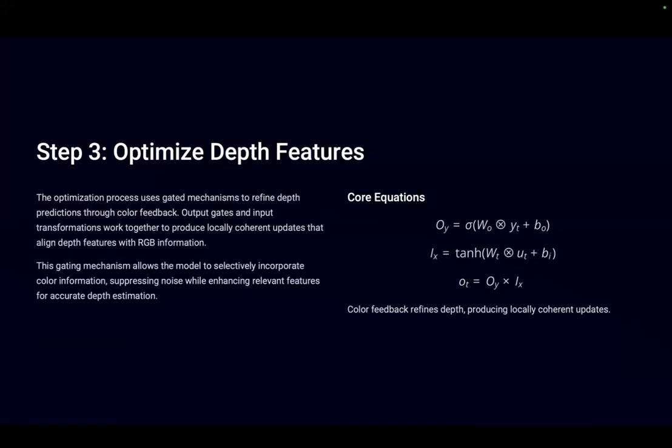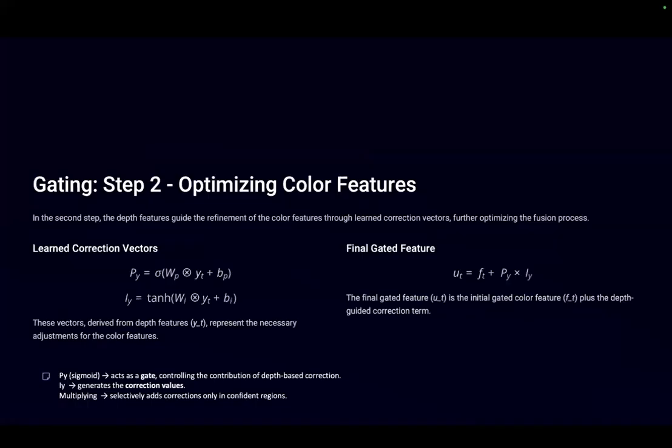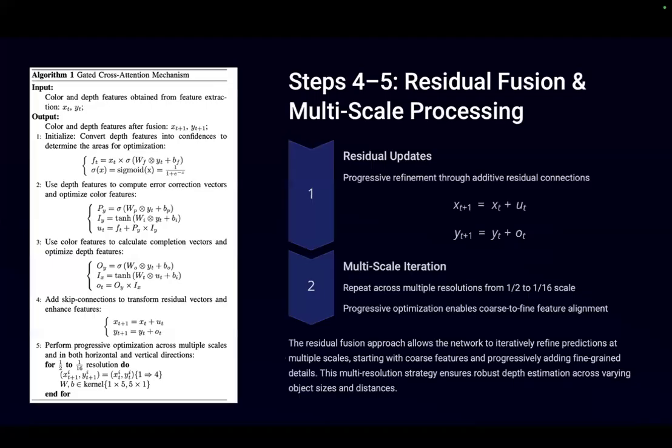So here we have updated the depth feature based on the values of the color feature. So now the process goes like this: we have initialized the confidence weights, we have updated our color feature based on the depth feature, and then we are using the corrected color feature for updating the depth feature. This is how the whole process goes.